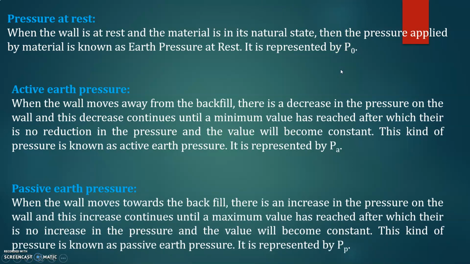Next, passive earth pressure. When the wall moves towards the backfill, there is an increase in the pressure on the wall, and this increase continues until a maximum value has been reached, after which there is no increase in the pressure and the value becomes constant. This kind of pressure is known as passive earth pressure. It is represented by PP. Okay, so pressure at rest is P naught, active earth pressure is PA and passive earth pressure is PP.